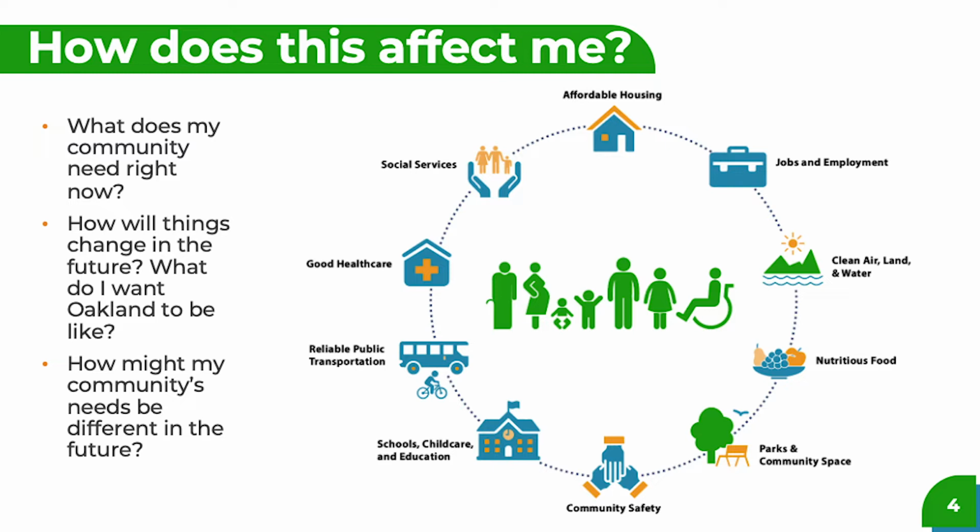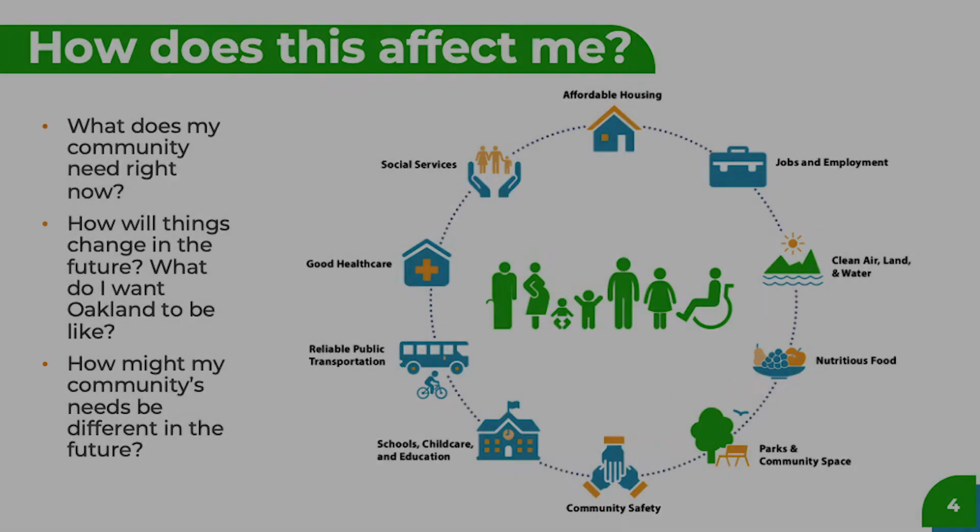Think, too, about the things that might change in your community. 20 years from now, we'll all be older. How can our neighborhood support our aging parents? If you have kids, what do you want them to look forward to in Oakland when they're adults?